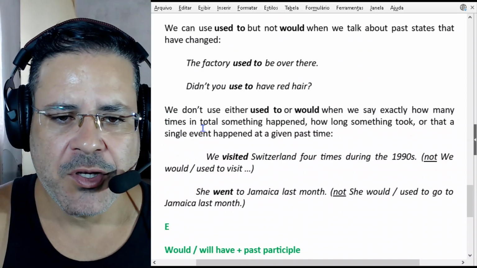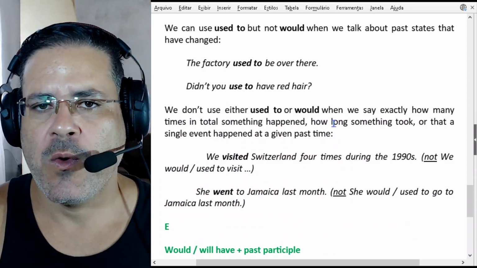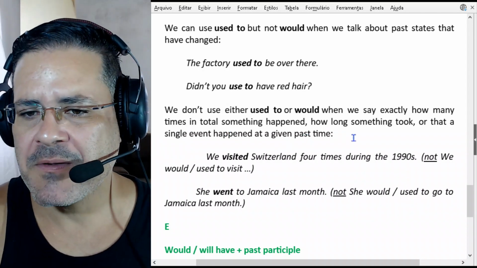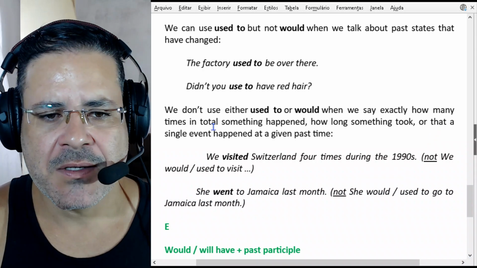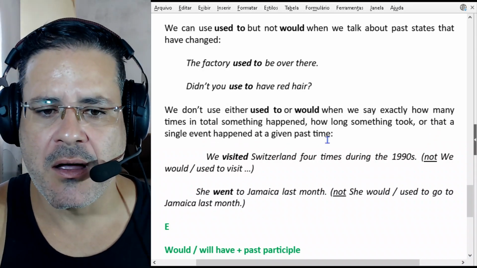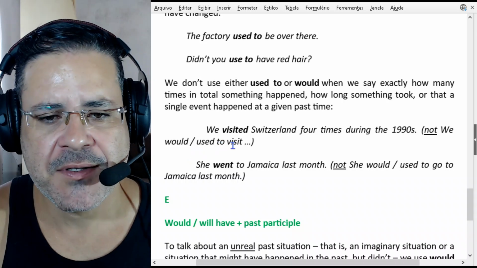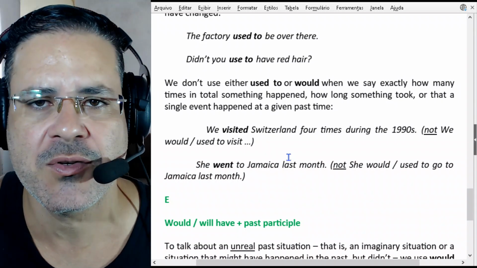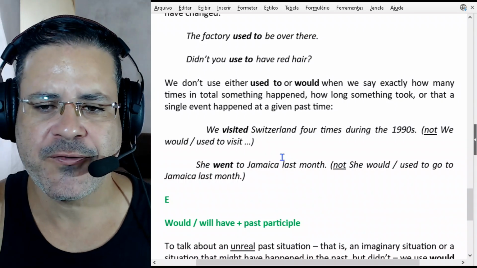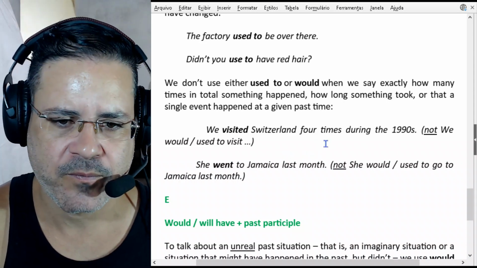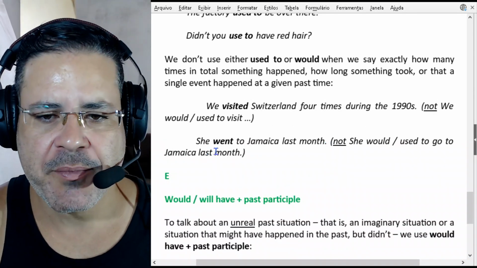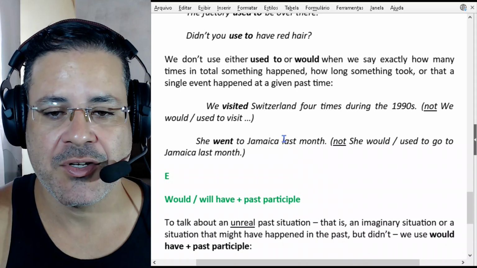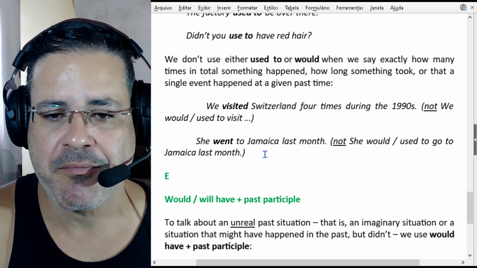Moving on. We don't use either used to or would when we say exactly how many times in total something happened, how long something took, or that a single event happened at a given past time. For example, we visited Switzerland four times during the 1990s, not we would visit or we used to visit. Another example: she went to Jamaica last month, not she would or she used to go. Sorry, Jamaica. We pronounce it Jamaica.